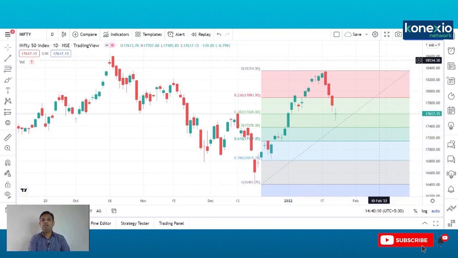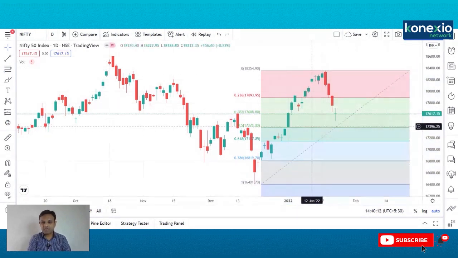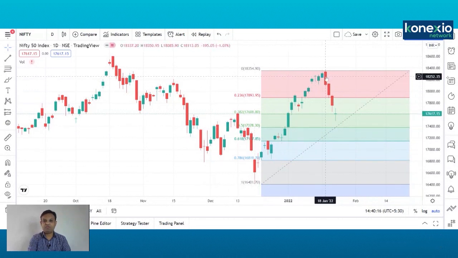18,350 odd mark. Now you can clearly see this area, which is a 50% retracement of this whole rally from here. Now this is the 38% retracement of this rally. Nifty has just managed to close above that particular retracement mark. Now let us see what Nifty has formed on the daily charts.